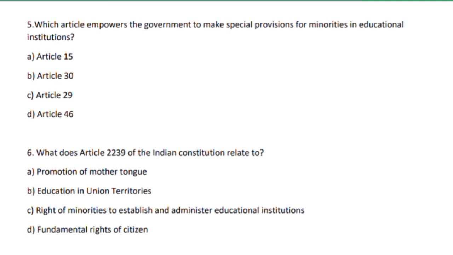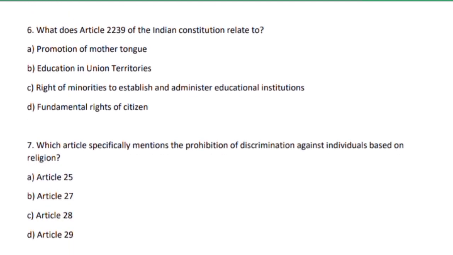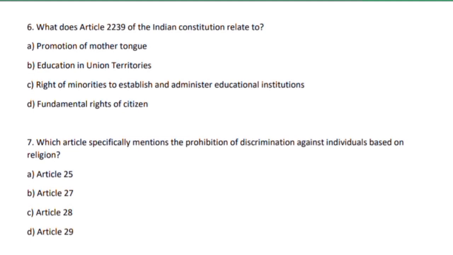Next question. Which article empowers the government to make special provision for minorities in educational institutions? Article 30. Next question. What does Article 239 of the Indian Constitution relate to? Right answer, education in Union territories.